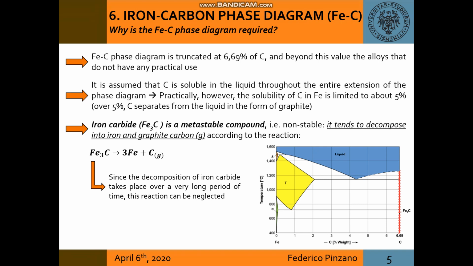Like shown, the iron-carbon phase diagram is truncated at 6.69% of carbon. Moreover, it is assumed that carbon is soluble in the liquid throughout the entire extension of the diagram. Note that iron carbide is a metastable compound, so it tends to decompose into iron and graphite carbon. However, the decomposition takes so long that in practice it can be neglected.